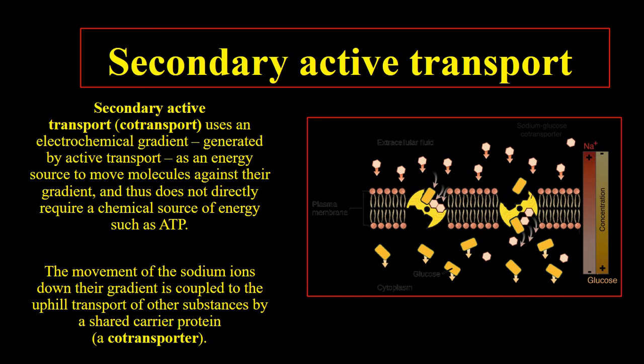In secondary active transport, the movement of the sodium ions down their gradient is coupled to the uphill transport of other substances by a shared carrier protein, a cotransporter. For instance, a carrier protein lets sodium ions move down their gradient, but simultaneously brings a glucose molecule up its gradient and into the cell. The carrier protein uses the energy of the sodium gradient to drive the transport of glucose molecules.